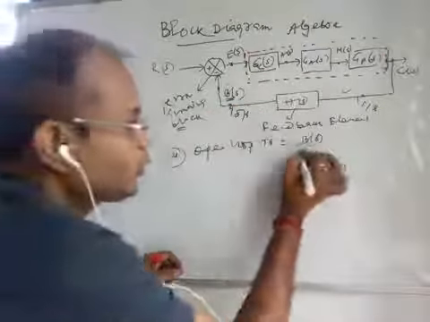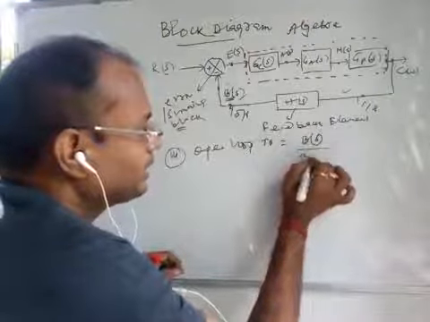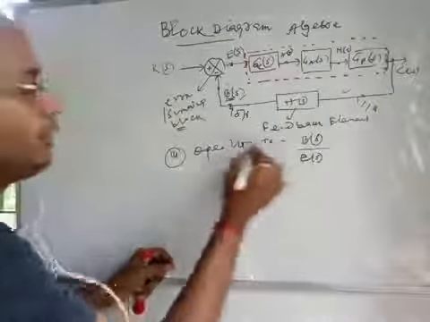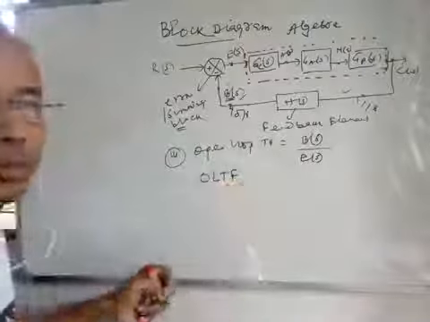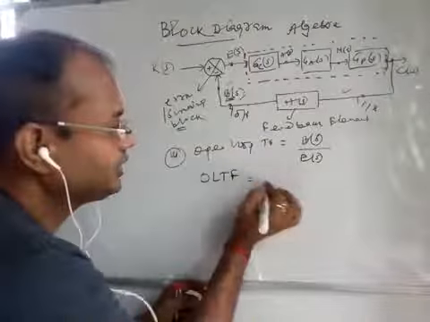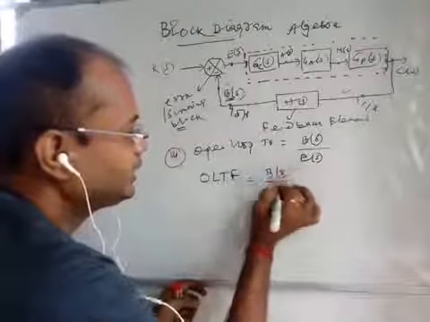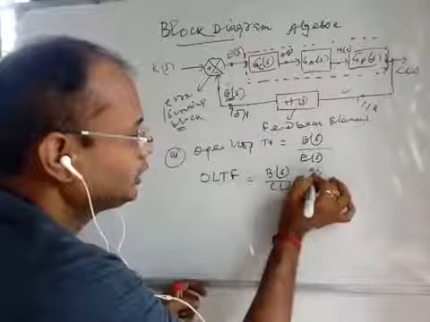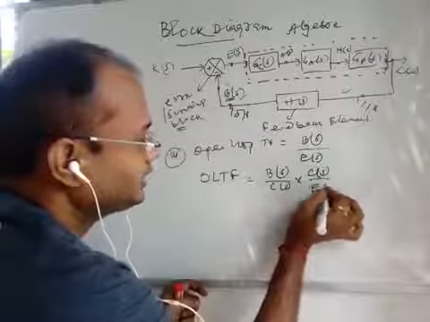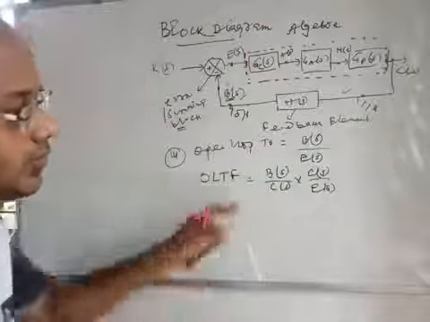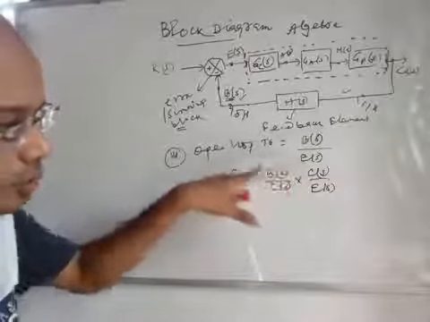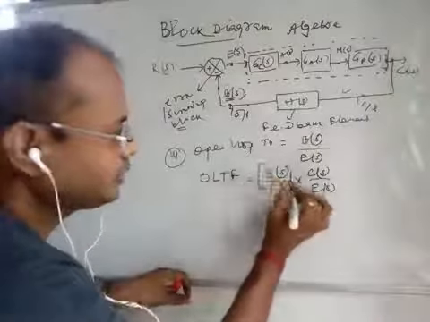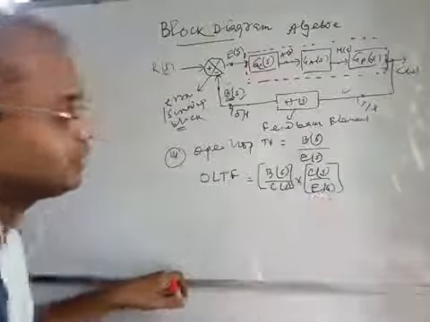There is a loop. So B(s)/E(s) is your open loop transfer function. We may call it OLTF. So OLTF is equal to B(s)/C(s) into C(s)/E(s). C(s) will cancel out, and ultimately we get the same value as B(s)/E(s). So B(s)/C(s), you know what this is, and C(s)/E(s), you know what this is.